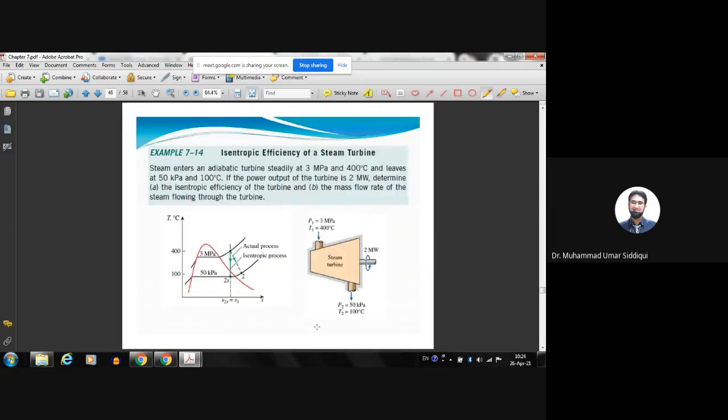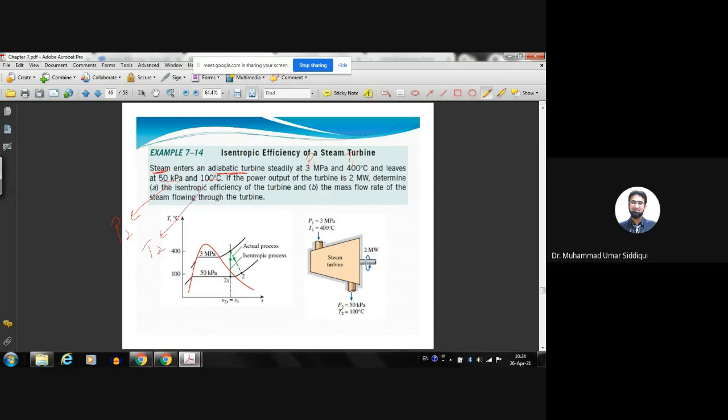Okay, so let's have a numerical associated with it. We have steam that enters an adiabatic turbine. First of all, this is steam, and it is an adiabatic turbine, so the process is isentropic. Steadily at 3 megapascal and 400 degrees centigrade. So this is P1, and this is T1, and it leaves at 50 kilopascal and 100 degrees centigrade. So this 50 kilopascal will be P2, and 100 degrees centigrade will be T2.